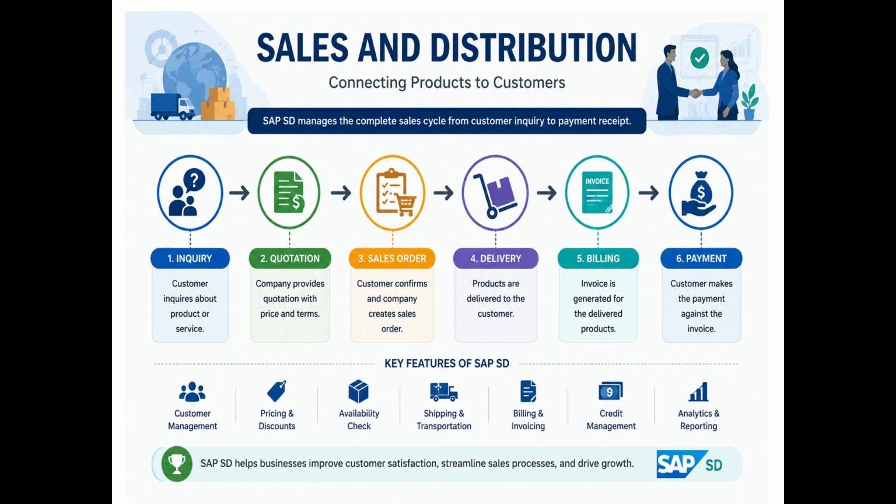Here you can see the proper sequence. First one, it is an inquiry where the customer inquires about the product or the services. The quotation, the company provides the quotation with the price and the terms which I already told you. Sales order means if the customer confirms the specific product, the company creates the sales order. Delivery, products are delivered to the customer. Billing, for that product the invoice is generated for the delivered products. Payment, customer makes the payment against the invoice.